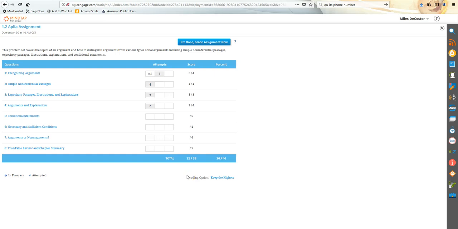This is part 2 of the explanation for some of the 1.2 Aplia exercise assignments. All right, let's look at conditional statements.